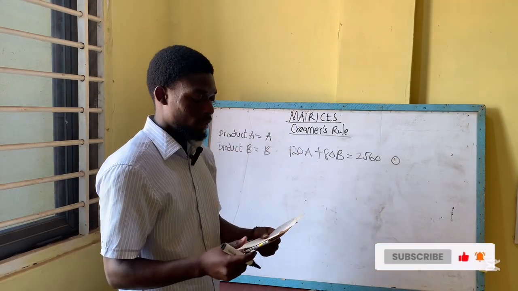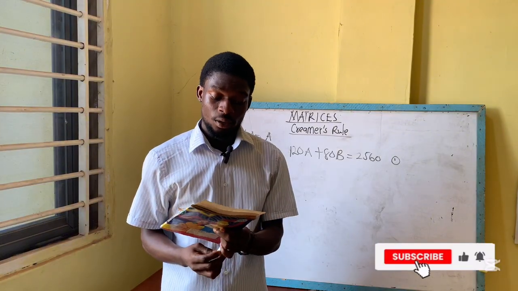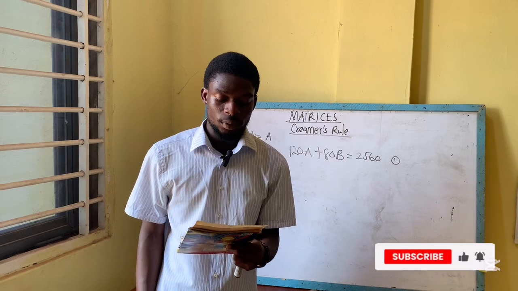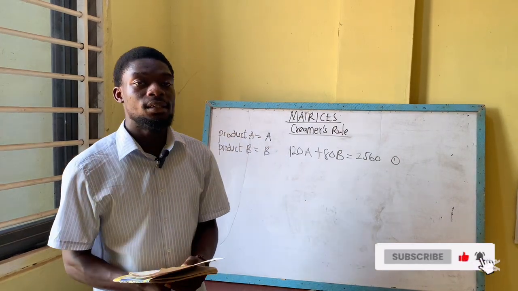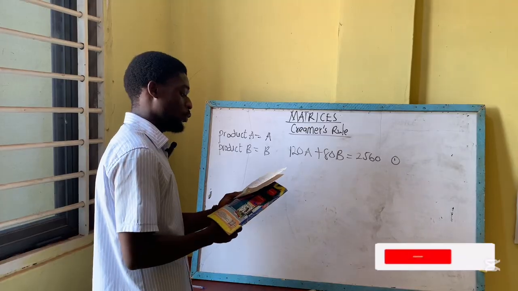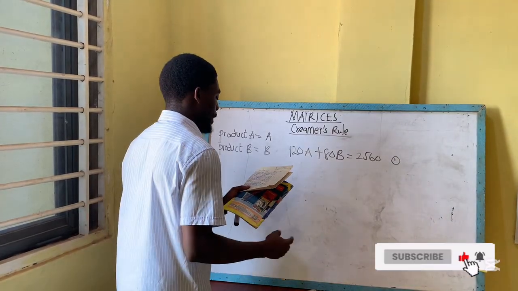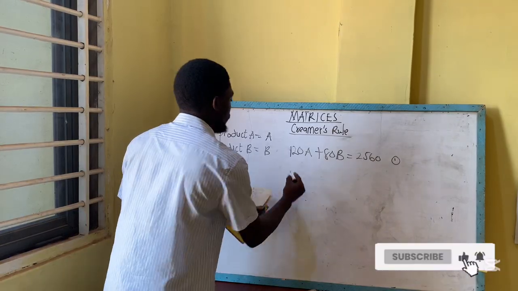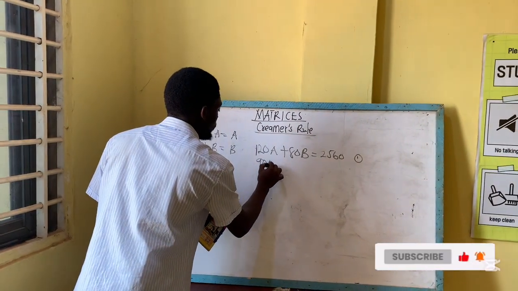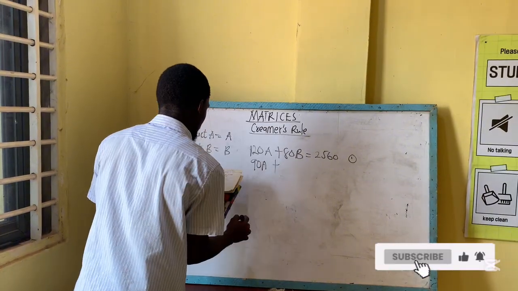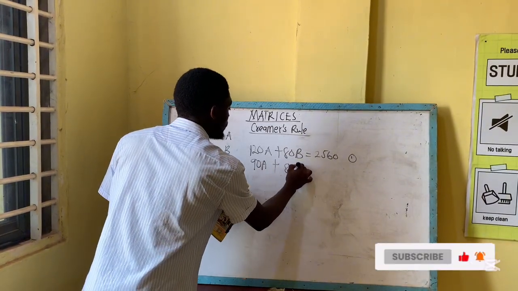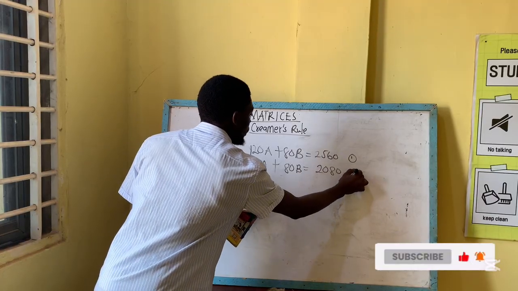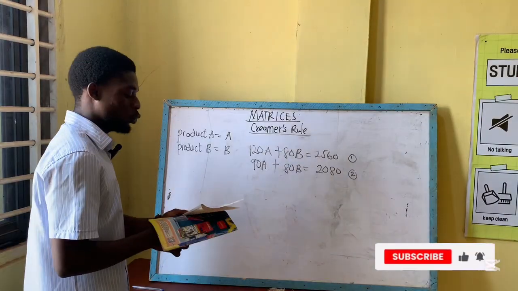Now let's go to the second paragraph. On another day, the total revenue from 90 units of product A and 80 units of product B was $2,080. Now it says that on another day, total revenue from both product A and B was $2,080. We have 90 quantities for product A and 80 quantities for product B, which gives us a total of $2,080. That's our equation 2.